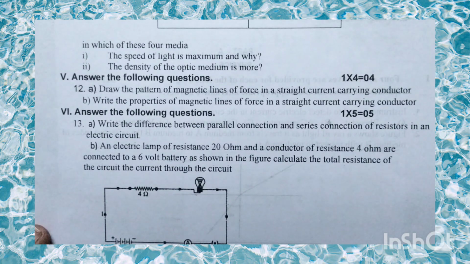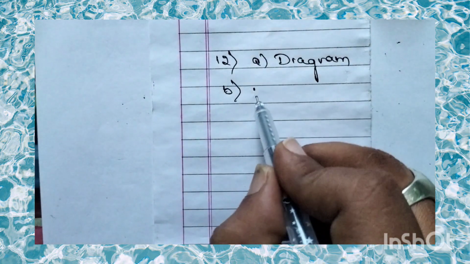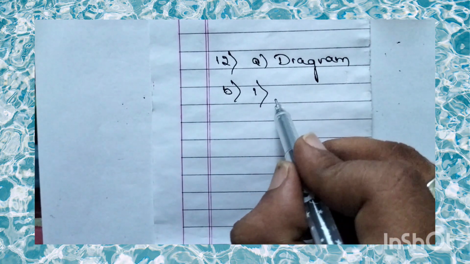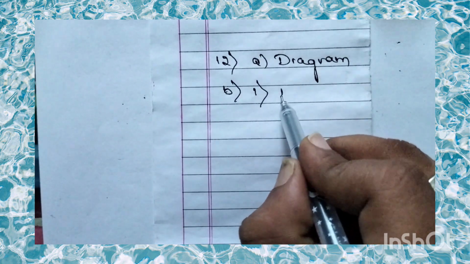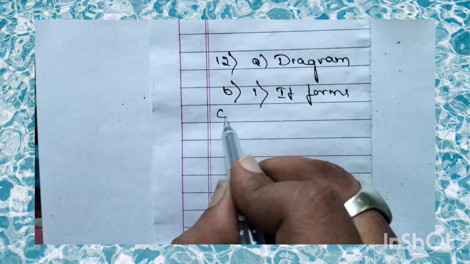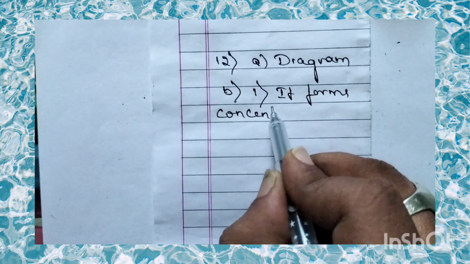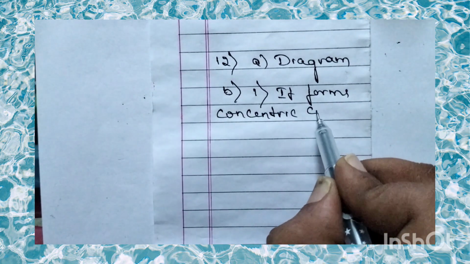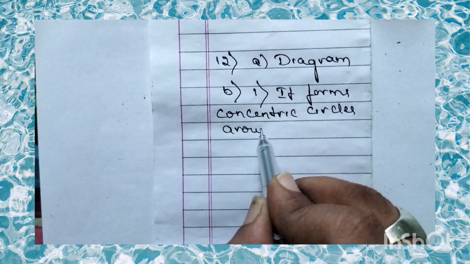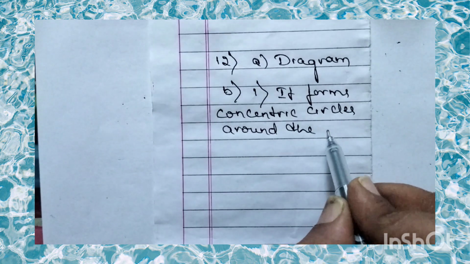So now let us answer this question B. So now let us list the properties of magnetic field lines around a straight conductor. The first one is it forms concentric circles. It forms concentric circles around the straight conductor.